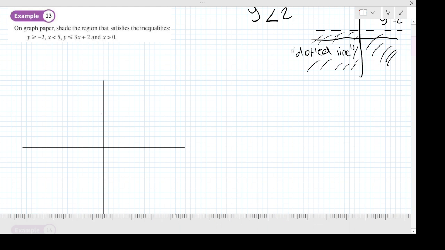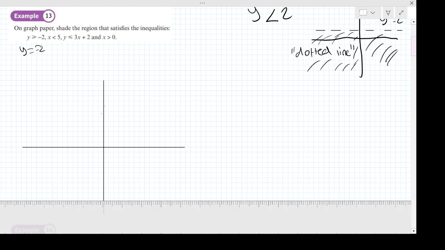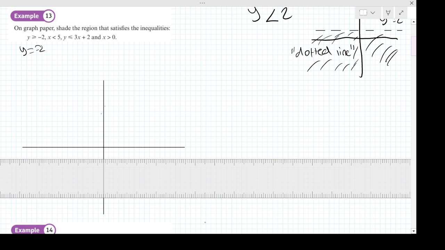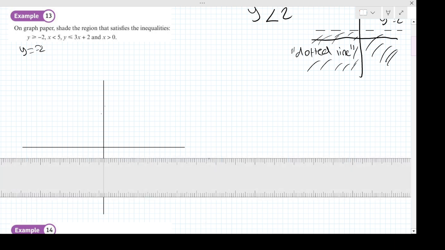This example says: on graph paper, shade the region that satisfies the inequalities. Firstly, y is greater than or equal to -2. So we want y equal to -2, and we're going to sketch that first. On graph paper we need to draw it kind of exactly. I've got square paper here, so we can use the squares as a scale. If we label the axes x and y, -2 is just going to be there.